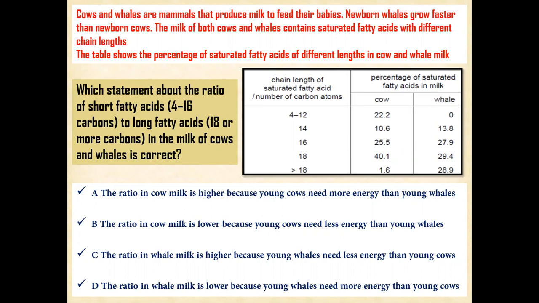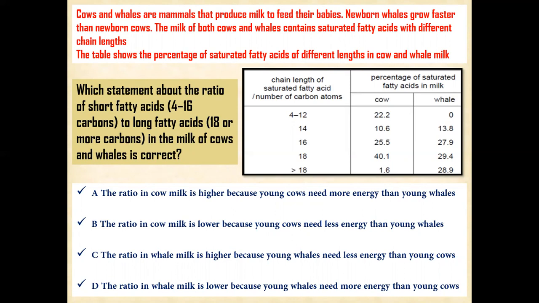So the milk of both cows and whales contains saturated fatty acids with different chain lengths. Now the table shows the percentage of saturated fatty acids of different lengths in cow and whale milk. In the question statement, the examiner is asking which statement about the ratio of short chain fatty acids, from 4 to 16 carbons, to long chain fatty acids, 18 onward, in the milk of the cow and the whale is correct.